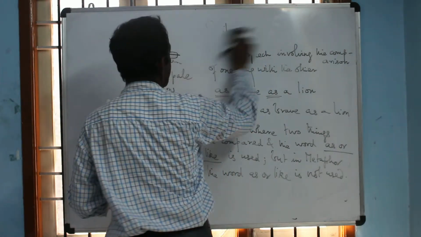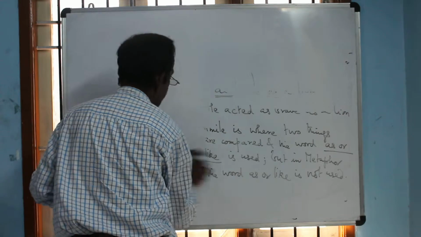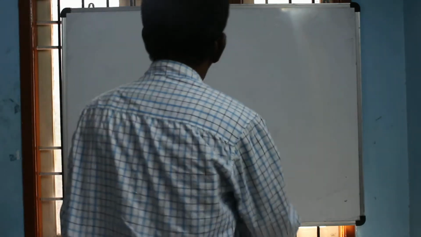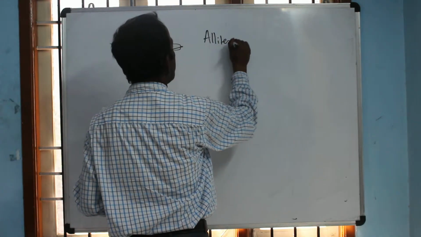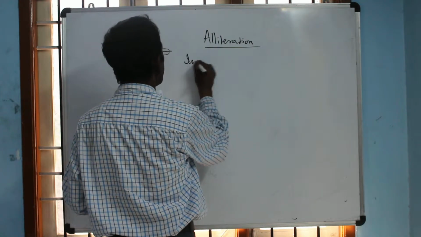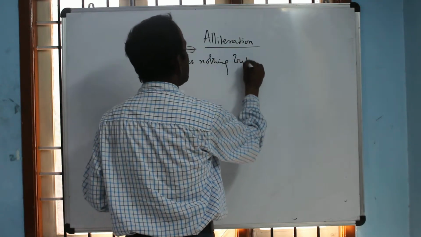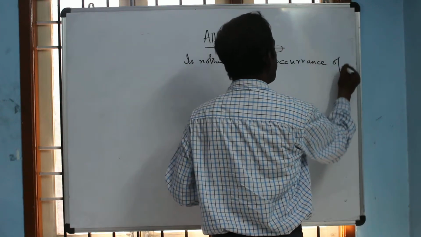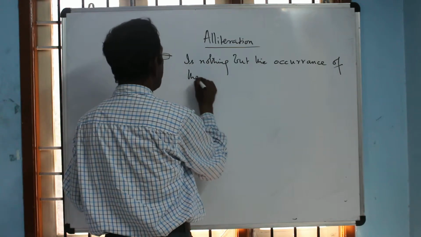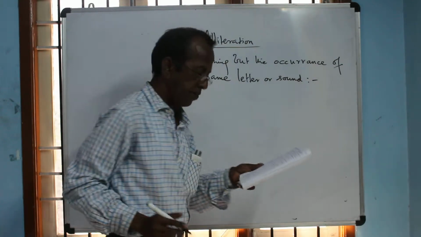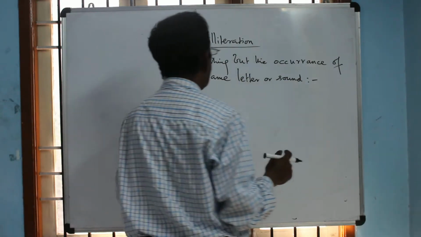Well, now let's go for alliteration. Alliteration is nothing but the occurrence of the same letter or sound. Check how the letters or sounds are repeated.